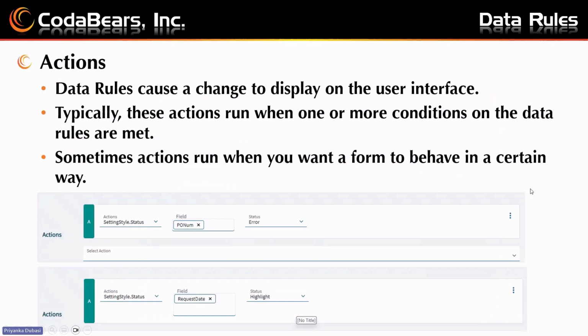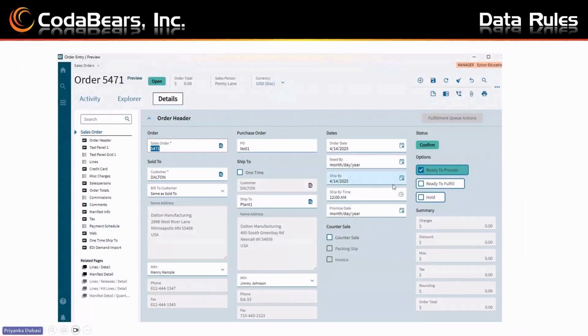And the next thing would be your actions. Actions is where you actually set something that has to happen once your conditions are met. So the data rules cause a change to display on the user interface. Typically, these actions run when one or more conditions on the data rules are met. Like we see here in my screenshot, the first thing that I did was setting my PO number to be errored out. That's why we had that red box over there. And in my second example, I was trying to highlight the ship date. That's why we got that blue color on the box.